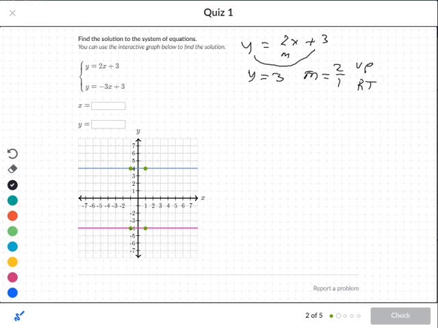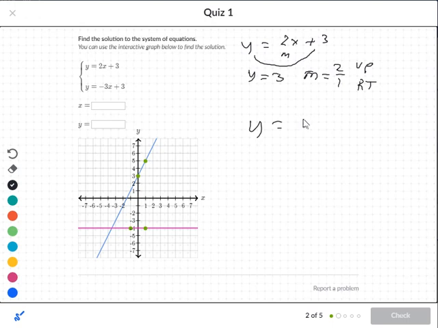So let's go graph our line. We're going to start at 3, so we put a dot at 3. Then we're going to go up 2, that brings us up to 5, and then over 1. So the blue would represent 2x plus 3. Now let's go ahead and graph the second line.